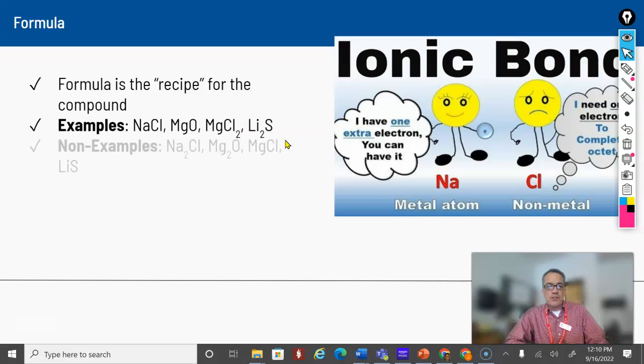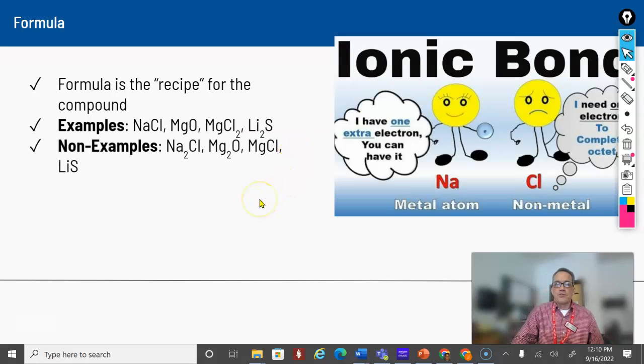These have to be in the perfect right ratio. So, giving some non-examples, these look like they should be kind of the same thing, but they're wrong. NaCl, when sodium and chlorine get together, this is always the formula. There's always one sodium. And notice when we don't have a number down here, we infer that there's a 1. So there's one sodium for one chlorine. There's never two sodiums for a chlorine.